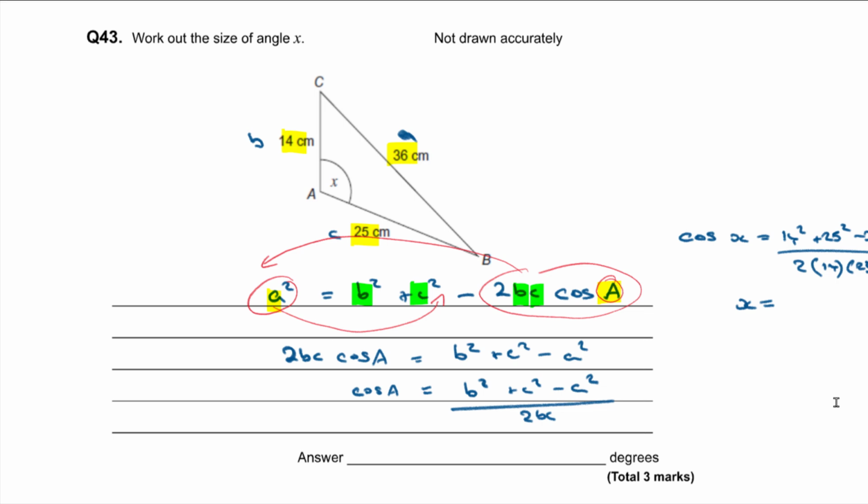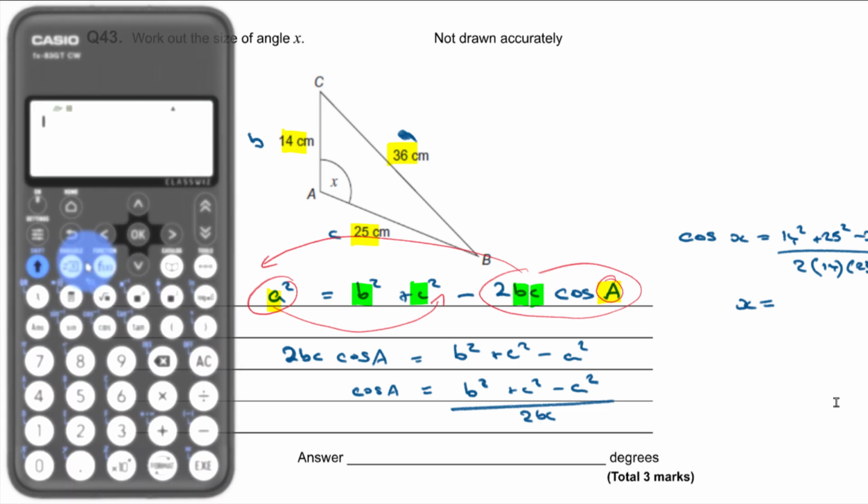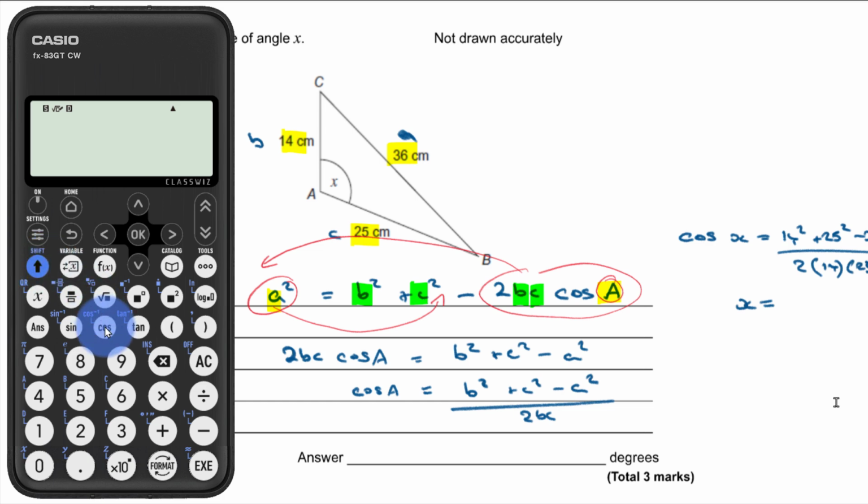I'm going to do 14 squared plus 25 squared minus 36 squared on the top. I don't know 14, 25 and 36 squared off the top of my head, so that's why I'm not bothering to simplify it like I did earlier. So 2 times 14 times 25 on the bottom. Just going to come out of that and close the bracket. Probably doesn't make any difference, but hey ho. Now press the go button. That comes out to be an angle of 132.7.